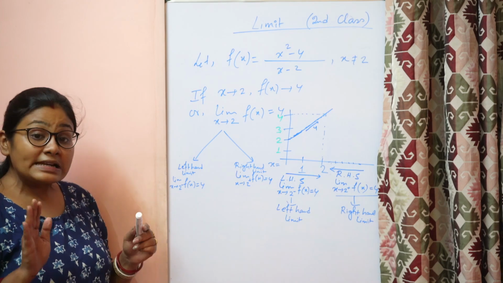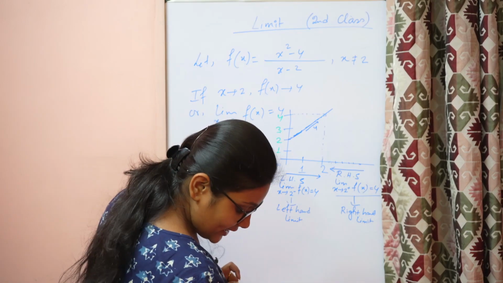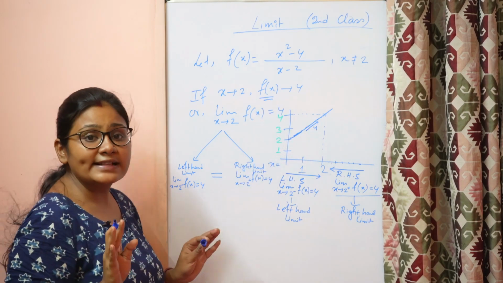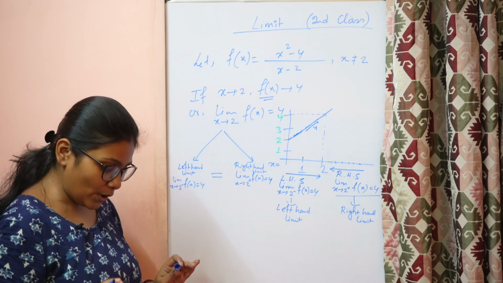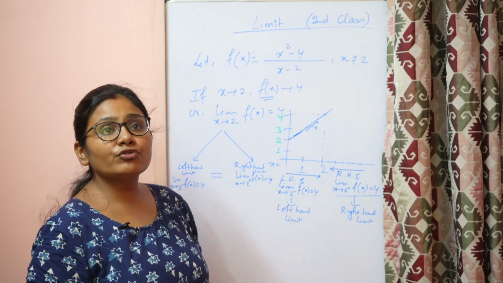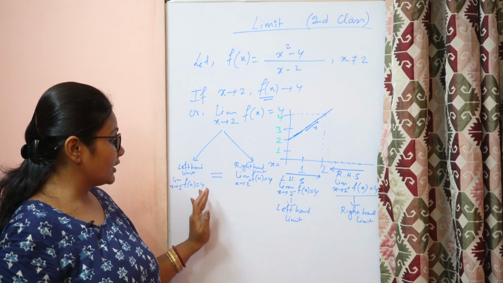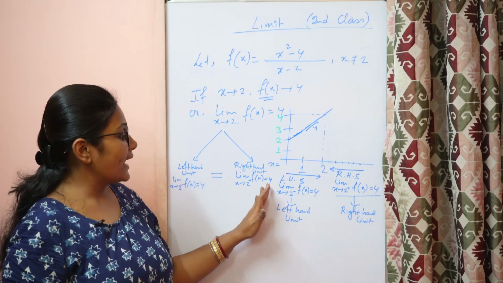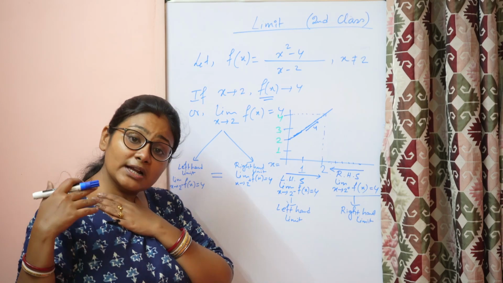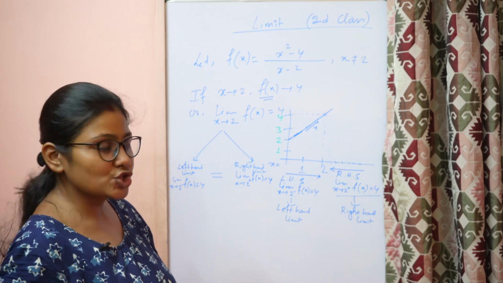Hope it is clear. Now, if these two limits are equal, then you can say that the limit of the given function will exist. Without finding out the limiting value of the given function directly, if we find the left hand side limit and the right hand side limit of the function, and if they both exist and they are equal, then only you can say that the limit of the given function will exist.